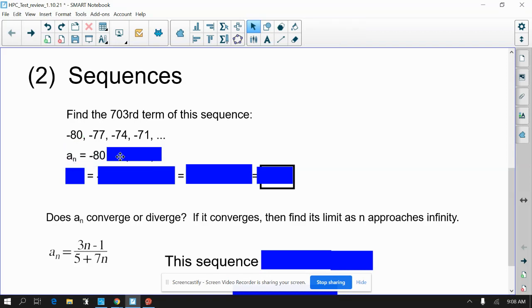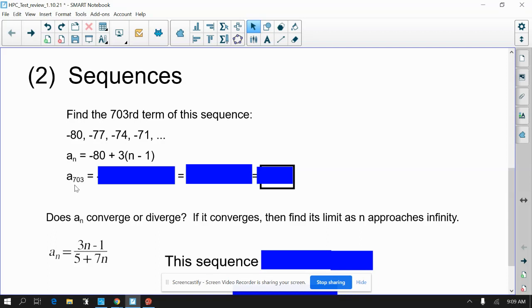And if it's arithmetic, you can write it out in explicit form. The first term, negative 80, plus the common difference 3 times n minus 1. This is called the explicit form. And you want to find the 703rd term. So you know that n is 703. This is how you write the 703rd term.